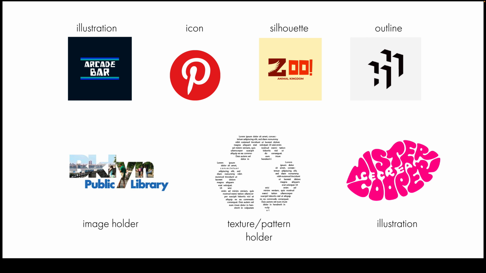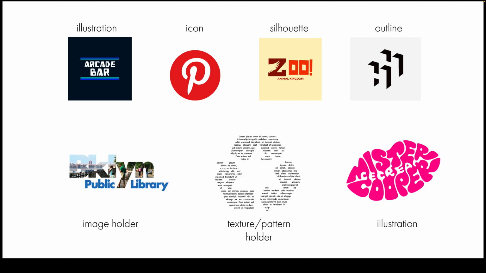And the last one is another illustration. It's a lot more complex than the first one we saw, so I decided to also include this one. Now, this reads Mr. Cooper Ice Cream. But notice how they play with the negative space and the outline. And it becomes an illustration or an icon of sorts.